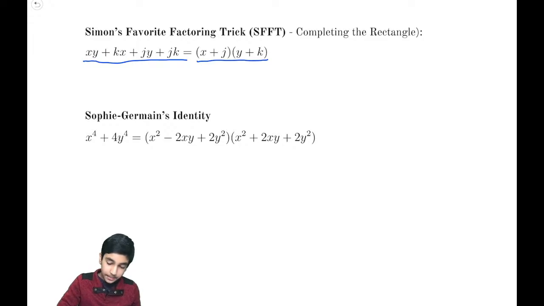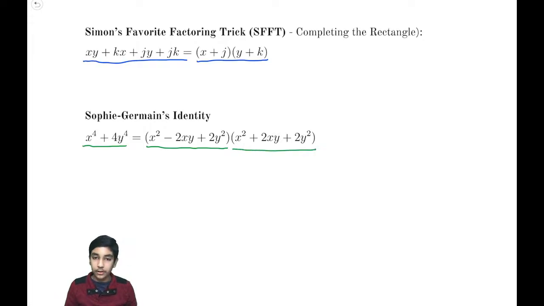Also, we have something called Sophie Germain's identity, which says that x to the 4 plus 4 times y to the 4 is equal to (x squared minus 2xy plus 2y squared) times (x squared plus 2xy plus 2y squared). So this is an identity that might seem really strange at first, but it has come up many times before. So it's definitely a good thing to know.